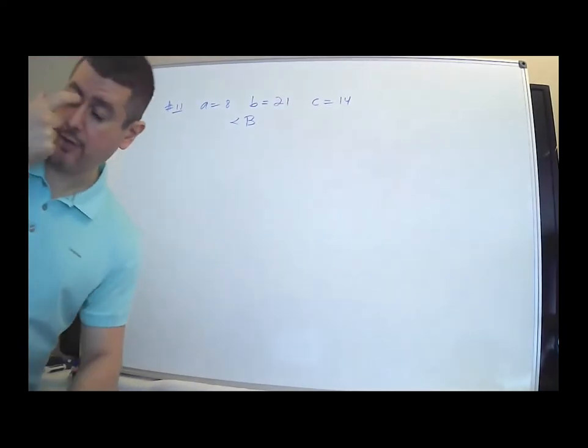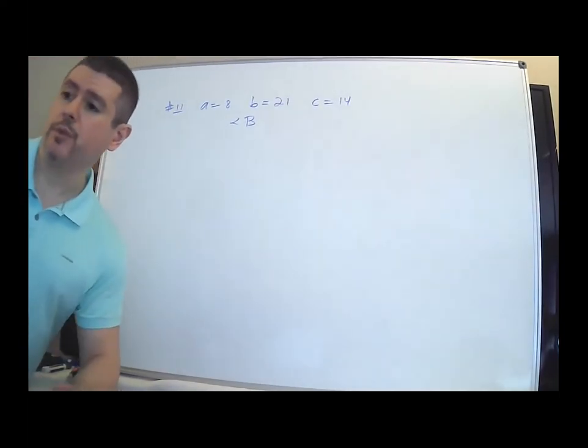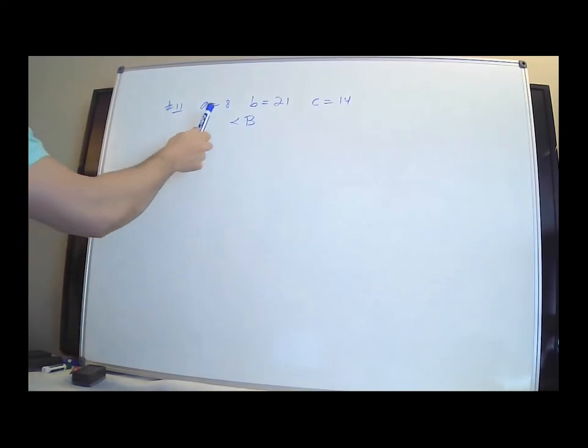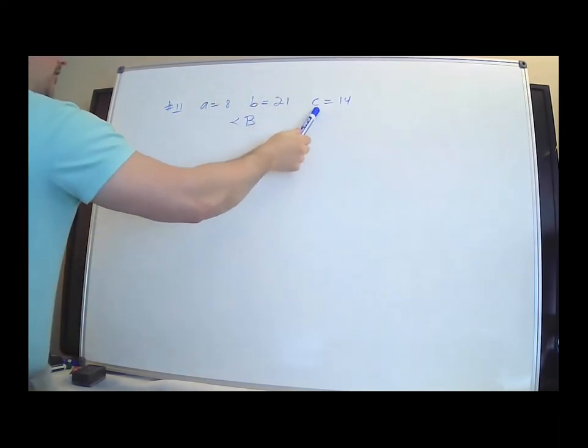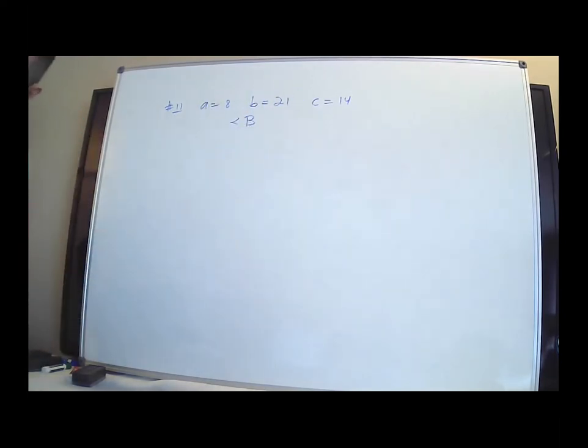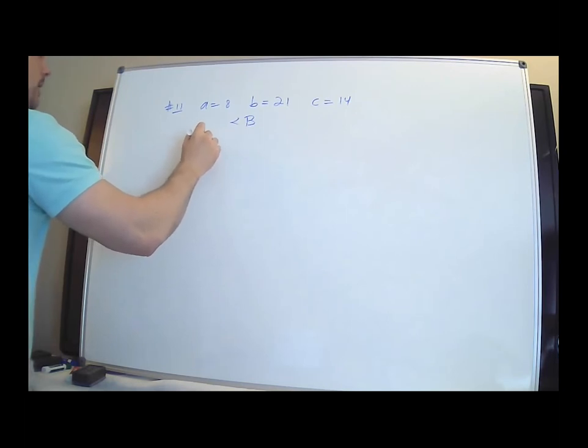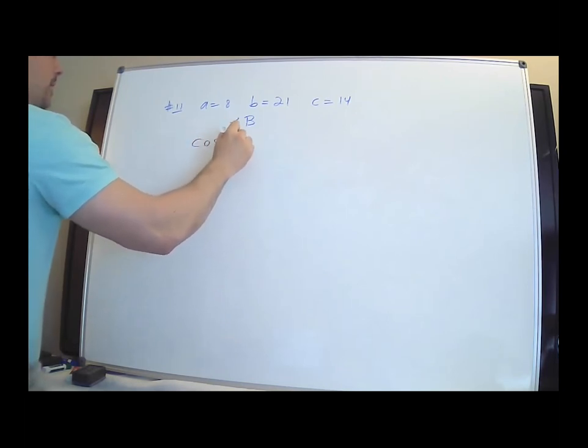All right, the law of cosines. So first question, I give you side A, side B, side C. This is typically how the law of cosines is going to go. And I'll ask you for angle B. So as soon as I'm asking you for angle B, you're going to write cos B.